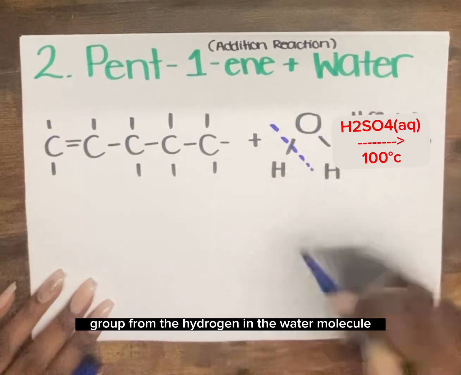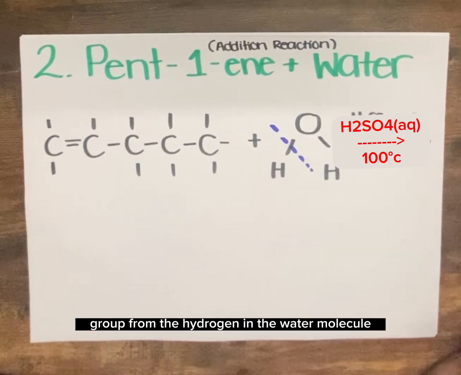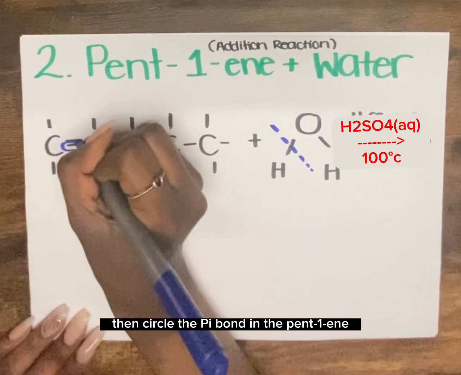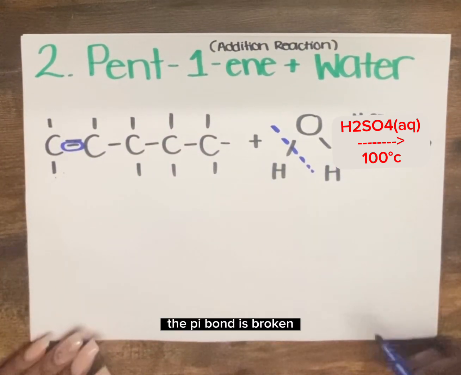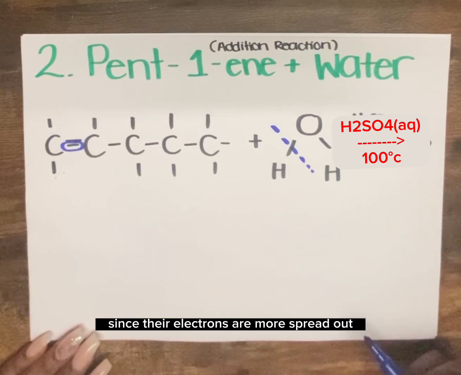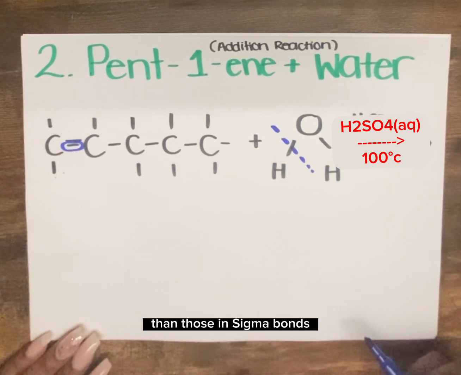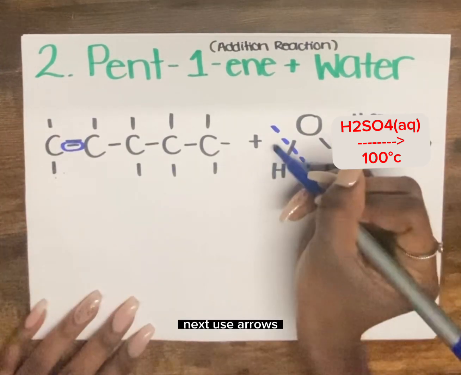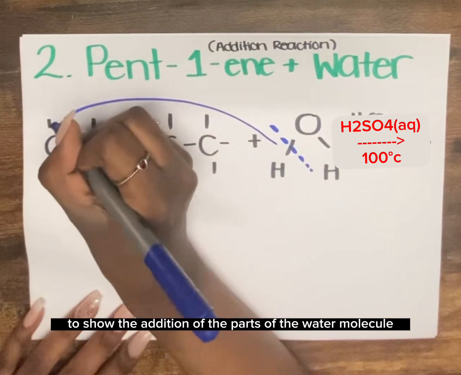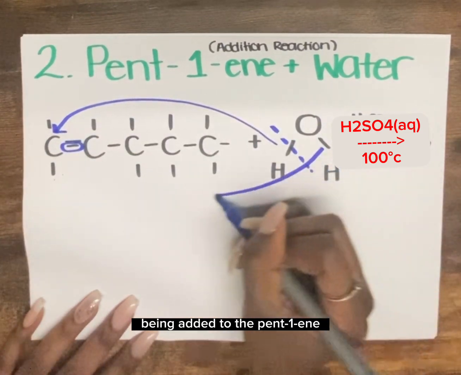First, split the OH group from the hydrogen in the water molecule. Then, circle the pi bond in the pent-1-ene to indicate the breakage of this bond. The pi bond is broken since their electrons are more spread out than those in sigma bonds. Next, use arrows to show the addition of the parts of the water molecule being added to the pent-1-ene.